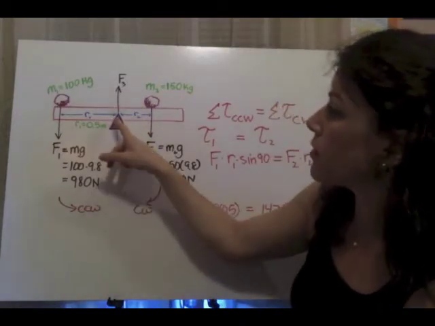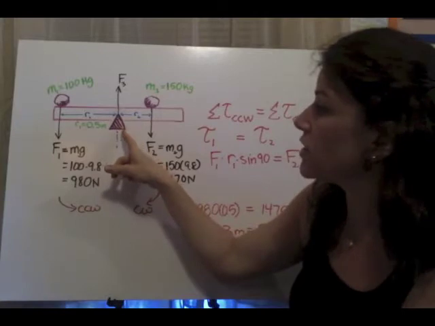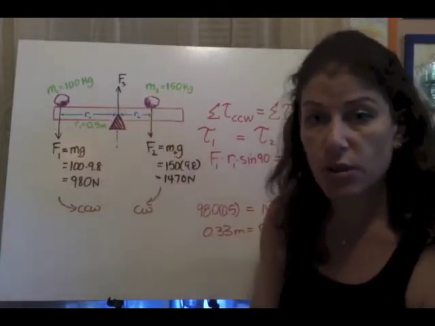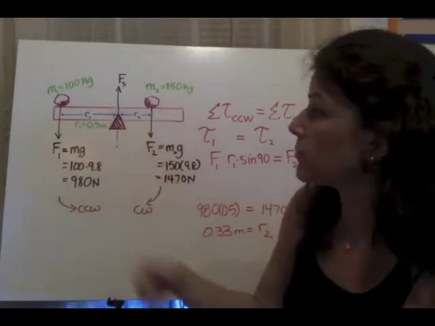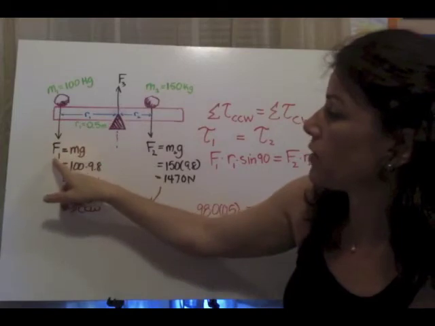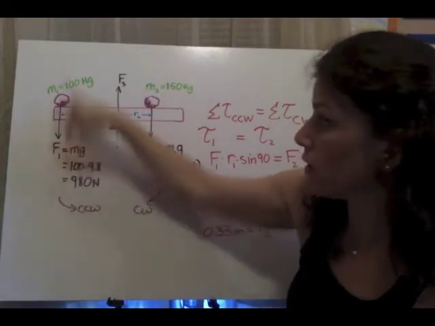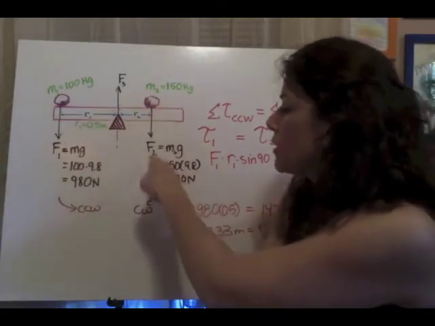So this force won't cause rotation at all because there is no distance between the pivot and that force. So that torque is zero. And we're going to use that to our advantage in later problems. So we need to figure out what that force is. The force of this is equal to weight because there is no acceleration. So I figured out the weight of this one. And then I figured out the weight of this mass.